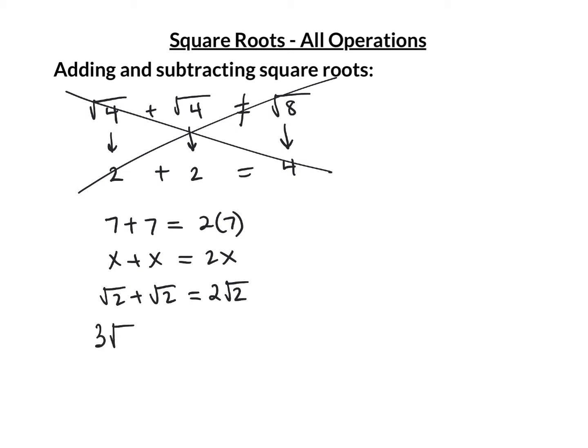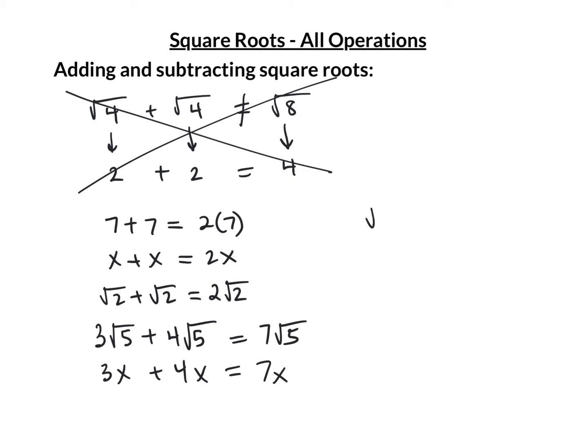If I had 3 root 5 plus 4 root 5, it would be just like having 3x plus 4x, which we know is 7x, and 3 root 5 plus 4 root 5 is 7 root 5.